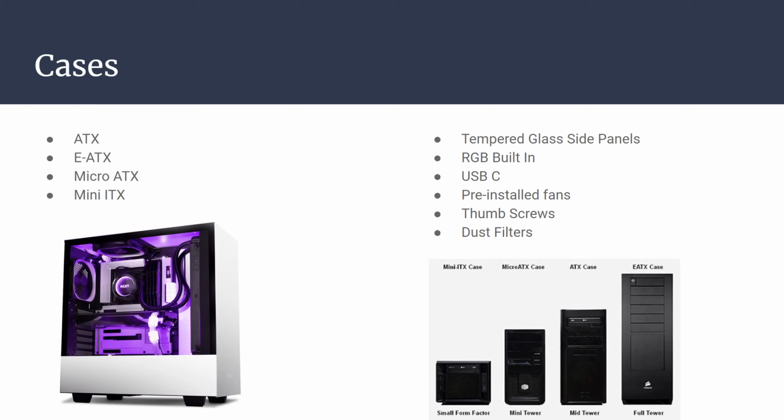And then some nice to haves which cases have these days are tempered glass side panels. They have RGB built in, as you could see on my PC in the first slide. They have USB-C on the motherboard, pre-installed fans, thumb screws, dust filters. So nice to haves. And again, it comes down to aesthetics, right? Do you want to put functionality over form or form over functionality? What do you like? How much do you want to spend?